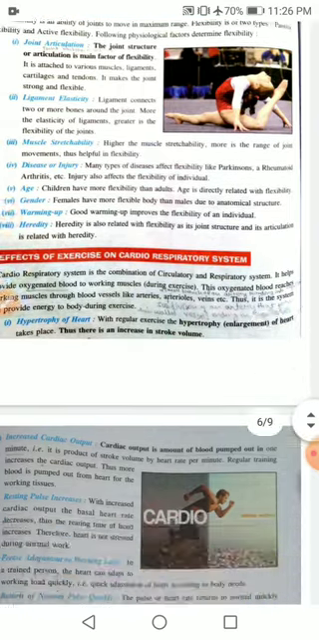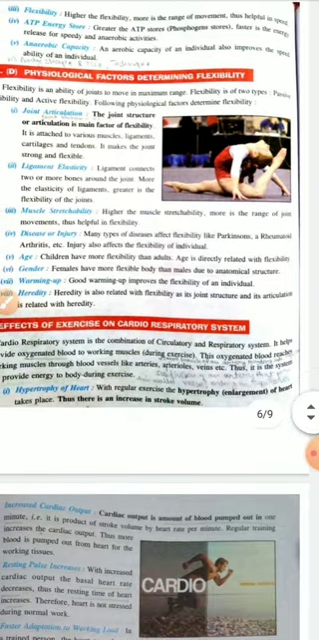Active flexibility is of two types: static flexibility and dynamic flexibility. Static flexibility is performed from a stationary, fixed point, for example, chakrasana, sideward bending, toe touching, etc. And dynamic means flexibility performed during motion, while in movement, for example, doing gymnastics.